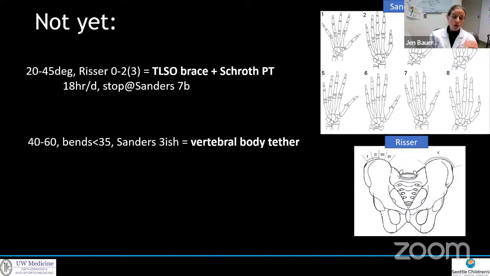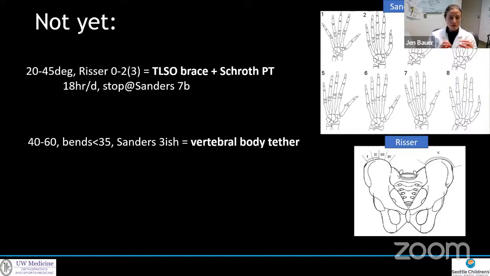If it's a curve that's 40 to 60 degrees and it bends out to less than 35 degrees, so it's a very flexible curve, and they're around Sanders 3, so they're still pretty flexible, you could either continue with this brace because this fits what we talked about until it gets to 50 degrees. You could brace this. You could wait until the curve gets to 50 degrees, hope it doesn't, but wait till it gets to 50 degrees and then do a fusion.